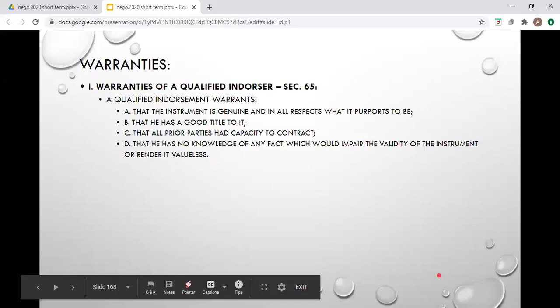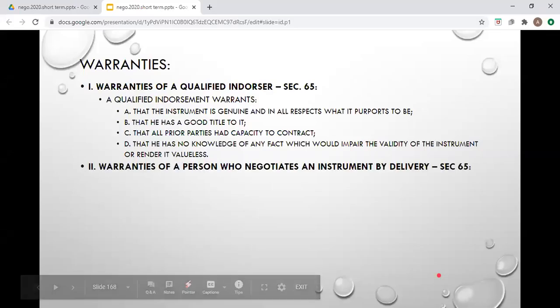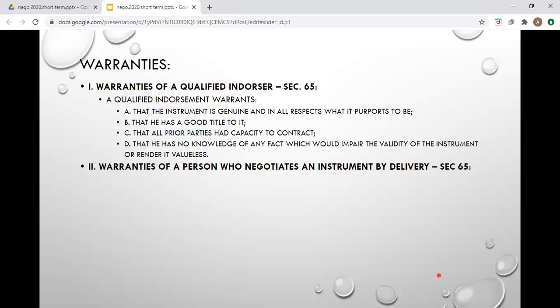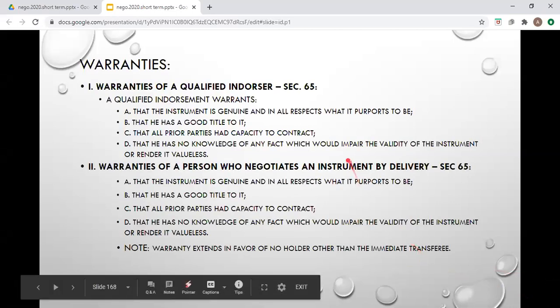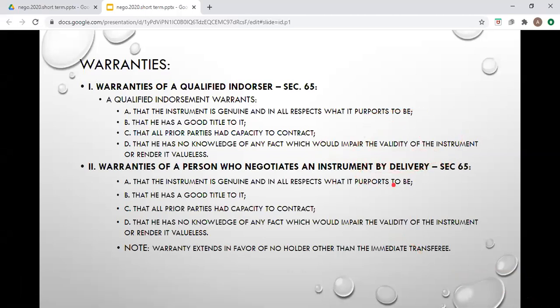Your qualified endorser has also the same warranties as a person who negotiates an instrument by delivery. However, the warranty of a person who negotiates an instrument by delivery extends only to his immediate transferee. Yung pinag-abutan lang, yung pinagbigyan lang niya, yung pinag-deliveran lang. Kung ibang tao, hindi na. So, similar to our discussion before when we were still in negotiation.